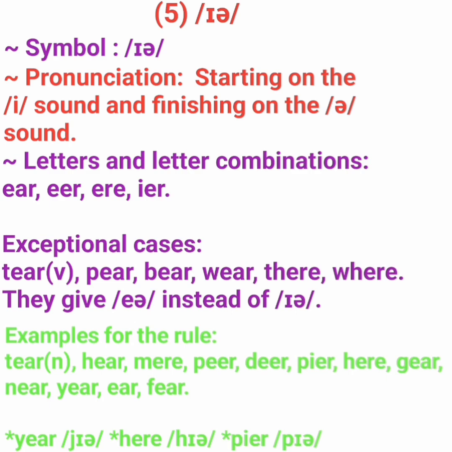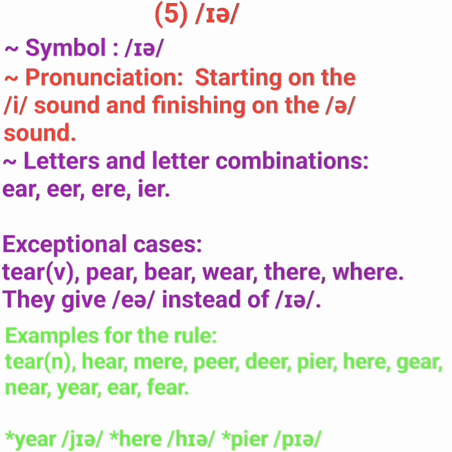As for the fourth one, we started on the E sound and finished on the schwa sound. Both of them finish on the schwa sound. But the difference is that the fourth one starts on the E sound, but the fifth one starts by pronouncing the I sound. So for the letters and letter combinations: EAR, EER, ERE, IER.